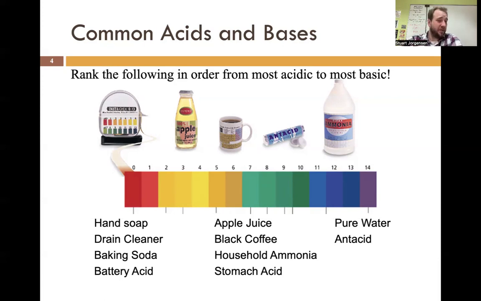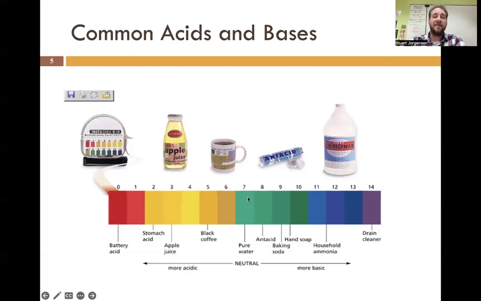Cool. Hopefully it was moderately easy. Some of these give themselves away, things like battery acid or antacid. We know water is going to be right here at 7, but it's a nice reminder that for a lot of the things we use, baking soda, hand soap, coffee, they are very much part of our pH scale and are different substances that we can be measuring and interact with on a daily basis.